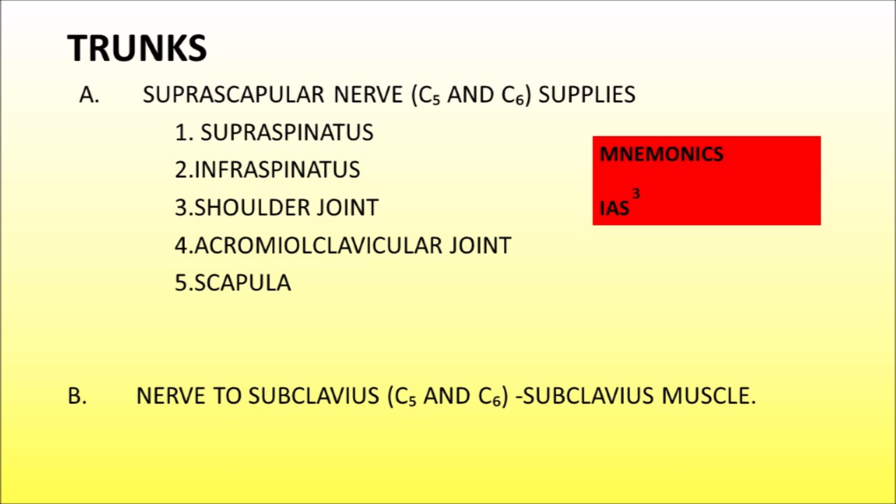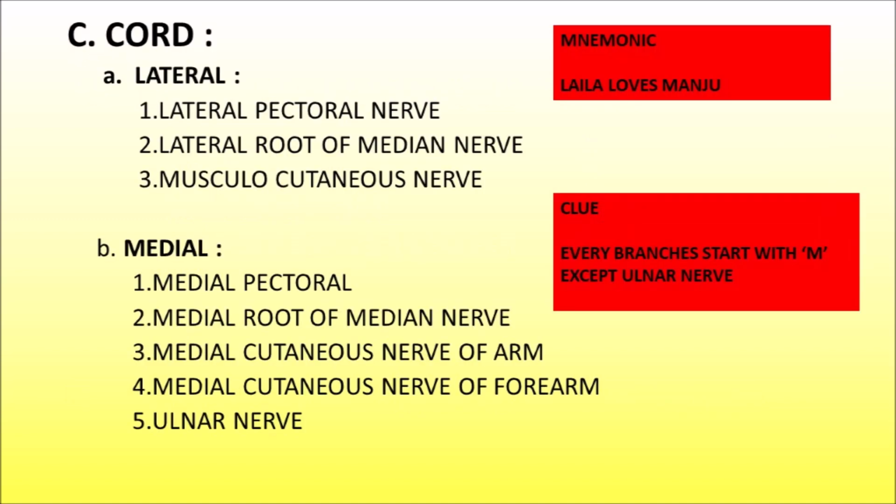Let us move on to the trunks. Suprascapular nerve, which constitutes the C5 and the C6, supplies supraspinatus, infraspinatus, shoulder joint, acromioclavicular joint and the scapula. Nerve to subclavius, which constitutes the C5 and the C6, supplies the subclavius muscle. And I have already mentioned to you a mnemonic, which is IAS cube, which makes it very easier for you to remember all these joints. Now, let us move on to the cords.